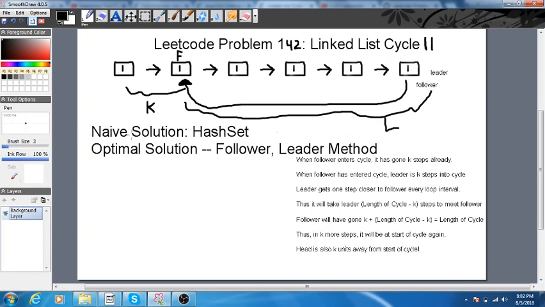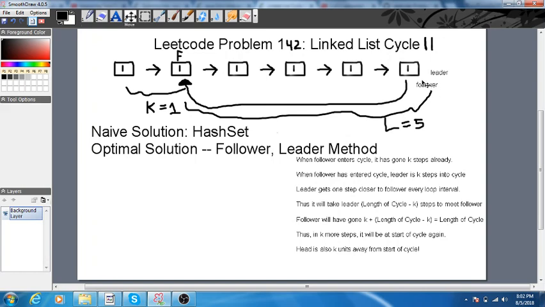So k is 1. In this situation, it's one step. And L: the distance has to go from here to here, 1. Here to here, 2. Here to here, 3. Here to here, 4. And then back, so L is 5. So the follower has gone k plus the length of the cycle minus k. So it's gone the length of the cycle. So it should have gone 5. It's gone 1, 2, 3, 4, 5. So it has gone 5.